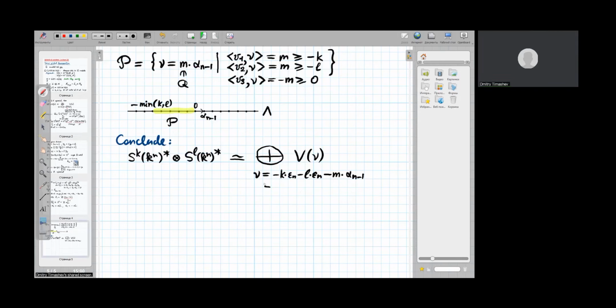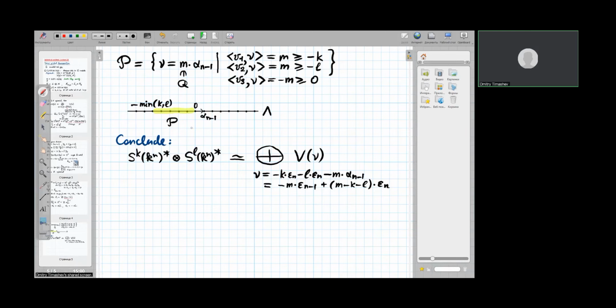We get, I guess, the following. We get minus m epsilon n minus 1 plus m minus k minus l times epsilon n. So these are the highest weights of irreducible summands in this tensor product decomposition, and the range for these highest weights is given by this polytope.